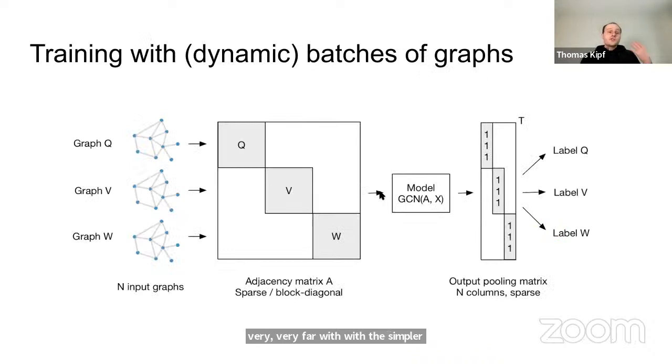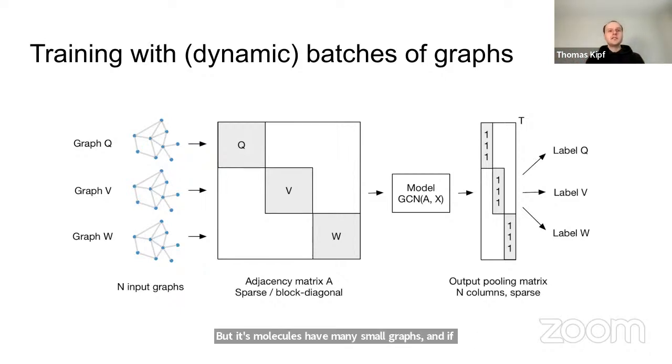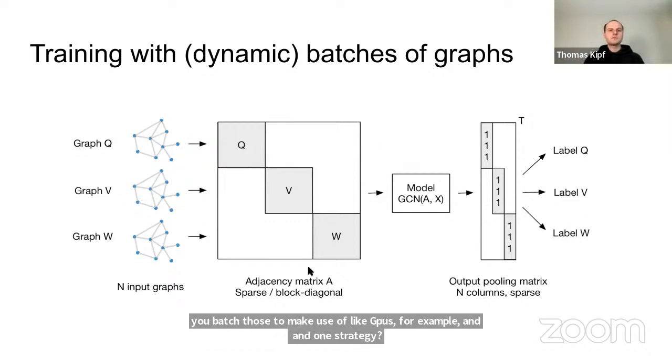Now, if you want to do this, though, there's one big question, because so far when we looked at graphs, you just have one big graph and you do backpropagation on the entire thing. But with molecules, you have many small graphs. And if you have many, many small graphs, the question is, how do you batch those to make use of GPUs, for example?